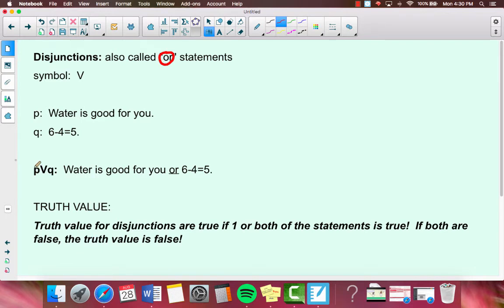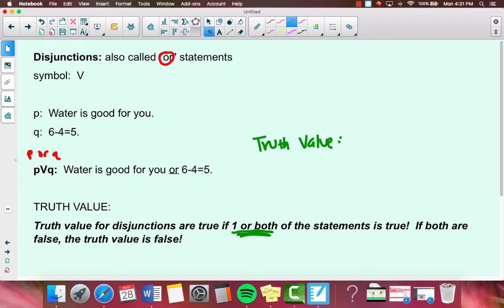When I combine this, it'll say P or Q, that's how we read it, and then I write my sentence out: water is good for you, or 6 minus 4 equals 5. So we're writing a compound sentence that has the word "or" in between the two statements. Now we can go to our truth value. If I ask you for the truth value in a disjunction, only one of them has to be true. One or both have to be true in order for us to say the whole thing is a true statement. It's a little different than the conjunction, because remember, in the conjunction both had to be true.